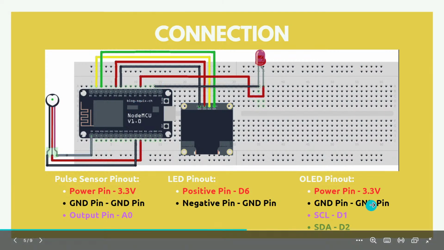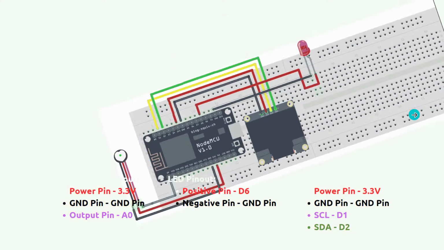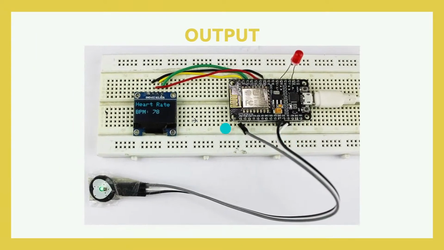And coming to the OLED pins, the power and ground pins have to be connected accordingly to 3.3 volt and ground, and the clock pin has to be connected with D1, and the data pin has to be connected with D2. This is all about your connection. So after uploading your code, your output will look like this. First it will print the heart rate, and then it will print your BPM value.